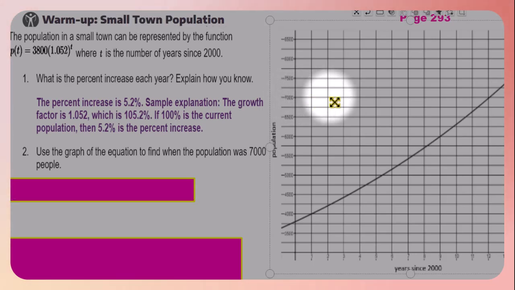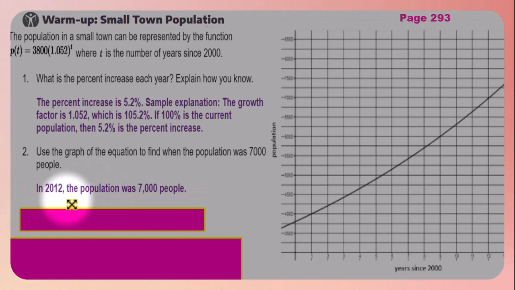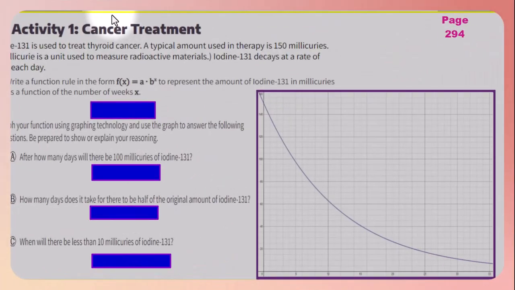Okay, and then go across, and then I'm going to hit the line right here, and I'm going to go down and find the number of years. And I'm reading that as 12 years after the year 2000, so that should be 2012. In 2012, the population was 7,000 people. Now let's turn to page 294 and complete activity 1.